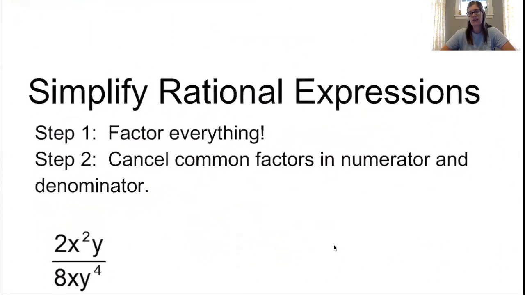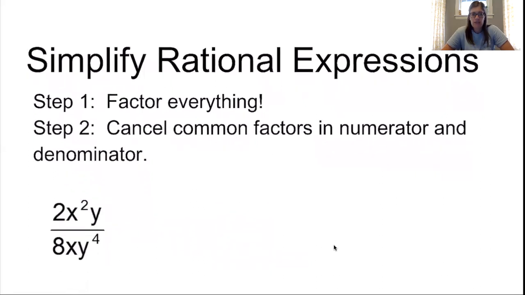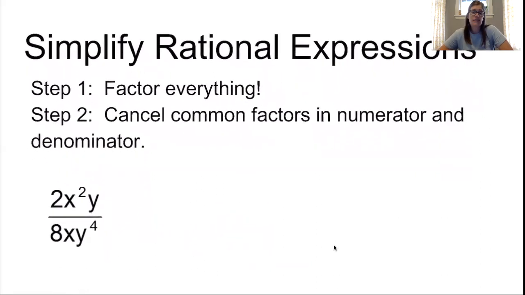Basically, there are 2 steps to simplifying rational expressions. Step 1, factor everything. Step 2, cancel out common factors in the numerator and the denominator. So you're really reducing a fraction like you would normally, like 6 over 8. That has a common factor of 2, so 2 times 3 over 2 times 4, and then you can cancel out the 2's. This first example that I have is actually an example from Algebra 1, so you've already done problems like this before.